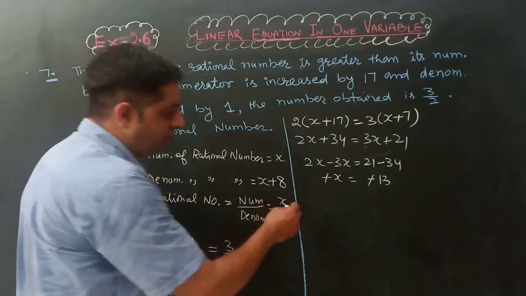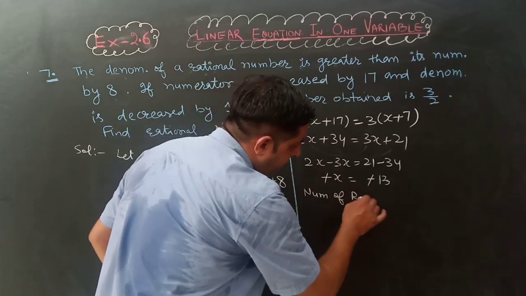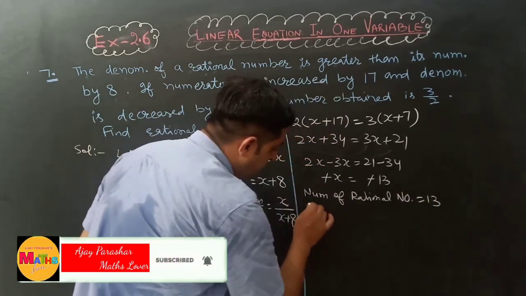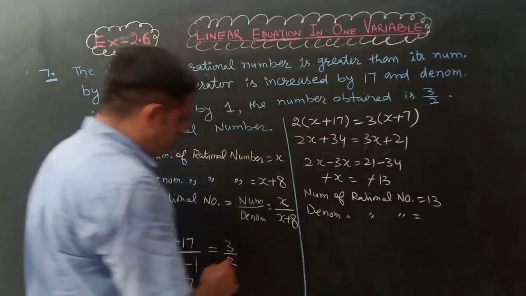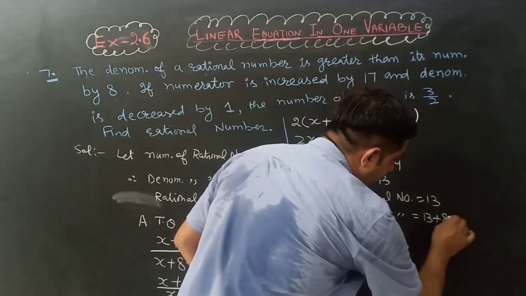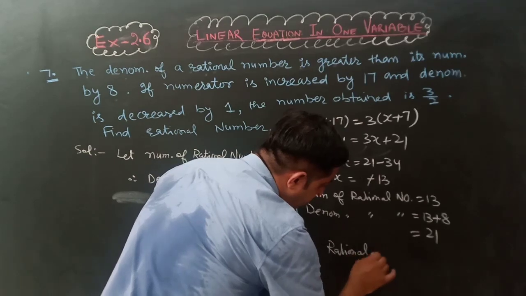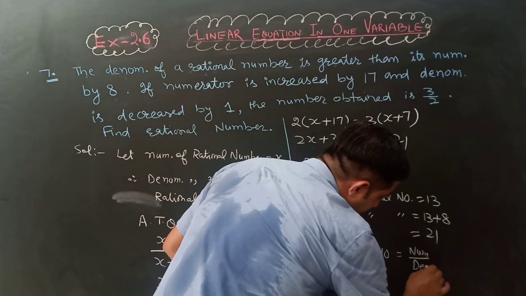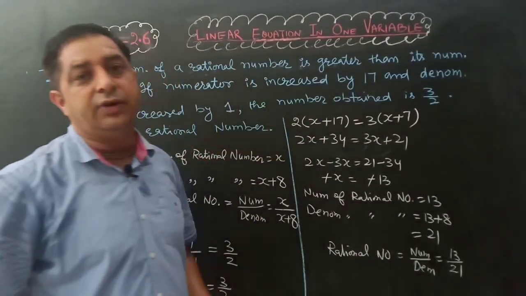So what is the numerator? The numerator of the rational number is 13. And what is the denominator? The denominator of the rational number is equal to 13 plus 8, which gives you 21. So what is the rational number? The rational number is equal to numerator upon denominator: the numerator is 13 and the denominator is 21. This is our answer.